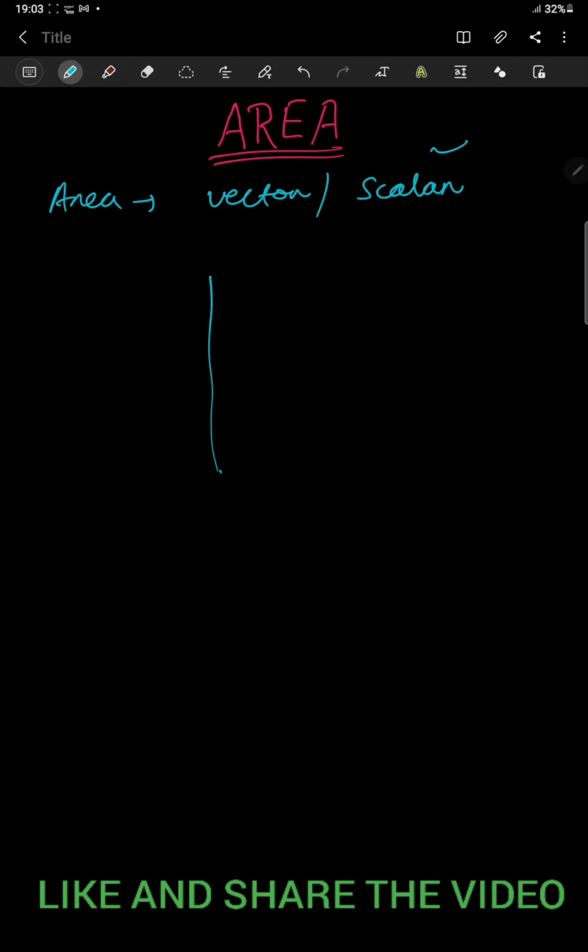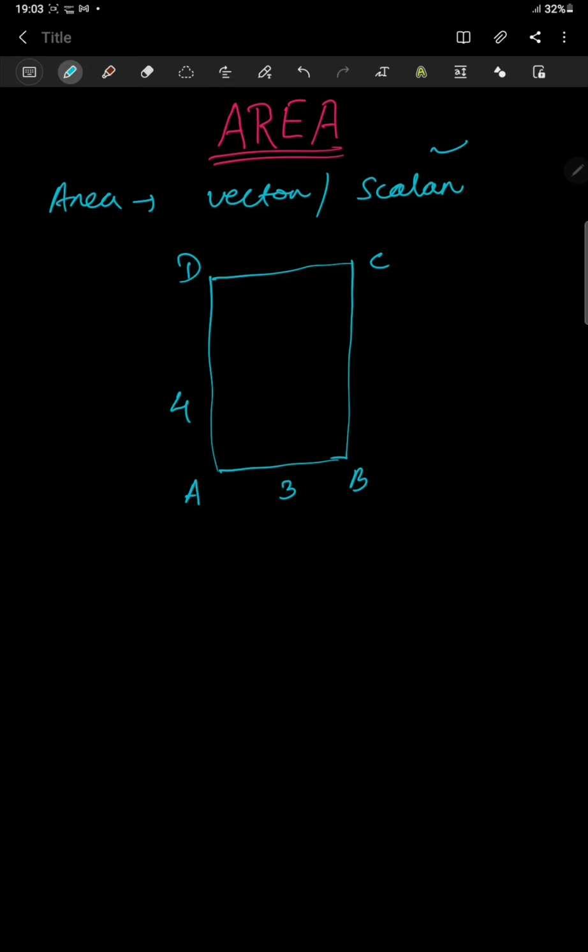Because if I tell you this is a rectangle with sides A, B, C, D, suppose this is 3 units and this is 4 units, and I ask you the area of this rectangle, all of you will tell me 12. Okay, 12 units square. But in today's class I'll tell you it is not 12. The area will be either 12 k cap or 12 k cap with a minus sign. Either of these two will be correct, not this one.